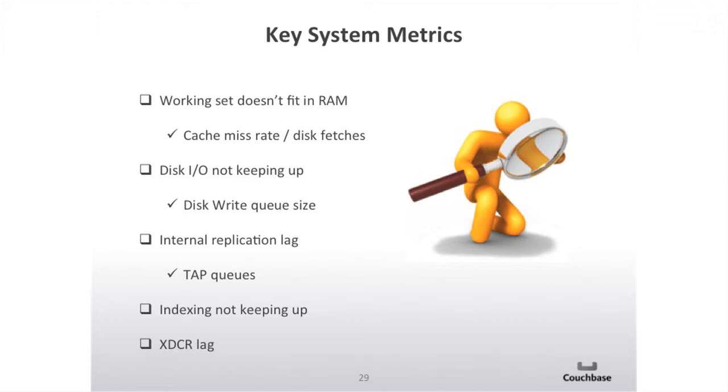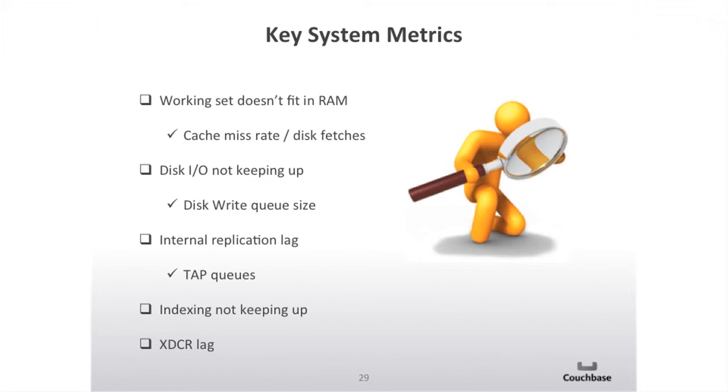If the tap queue size is huge, that indicates that a lot of items are still in the source and not replicated to the destination. So that's the stat you should be looking for. The XDCR log, so that's if there is a huge latency between the source cluster and the destination cluster.